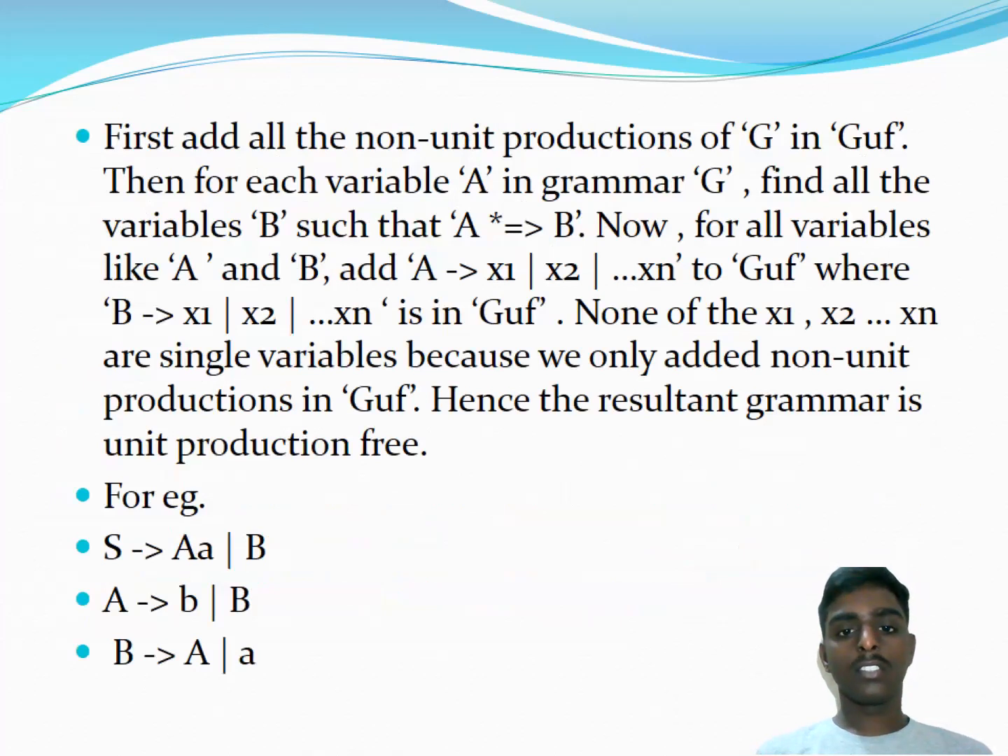First, add all the non-unit productions of G in G'. Then for each variable A in grammar G, find all the variables B such that A derives B. For all variables like A and B, none of the x1 to xn are single variables because we only added non-unit productions in G'. And the resultant grammar is unit-production-free. An example is given below.